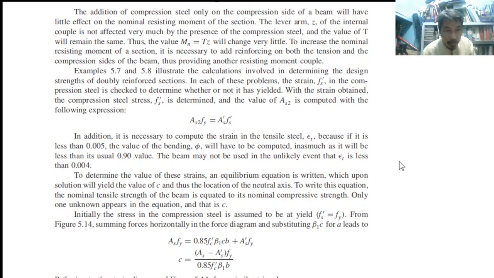in the compression steel is checked to determine whether or not it has yielded. So we want to check it with the strain obtained. The compression steel stress, so still stress, not strain, still stress. This is supposed to be epsilon prime s, right? Epsilon prime s is determined and the value of As2 is computed with the following expression.